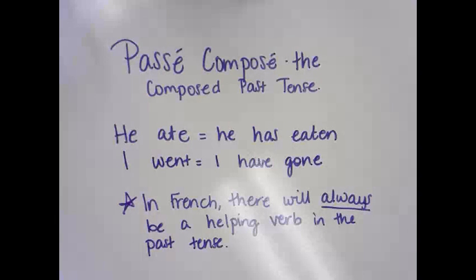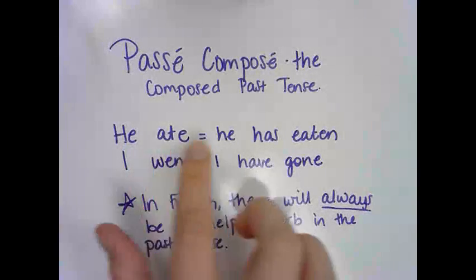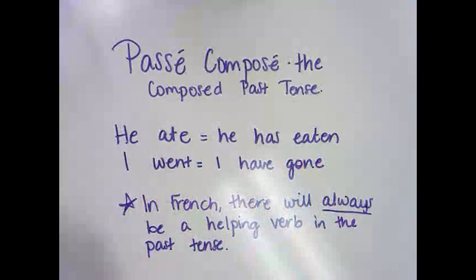Okay, a couple of things to note. First of all, in English, we have what's called a simple past tense, and that simple just means that we only have one word. When we're moving into French, we're going to have to start thinking in terms of a composed past, of a past participle combined with a helping verb. They mean the exact same thing. For example, he ate is the same thing as he has eaten. It's just a different way of saying it.